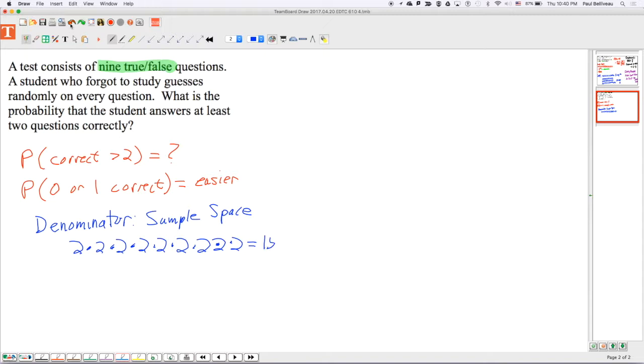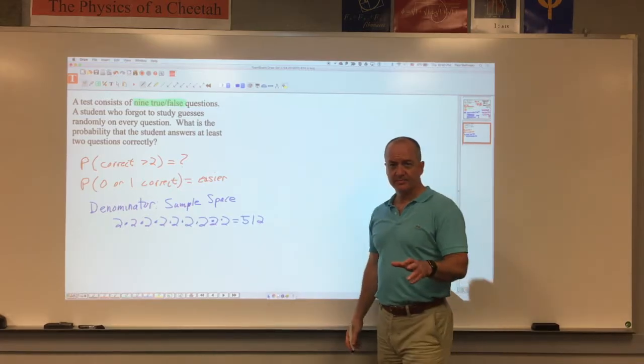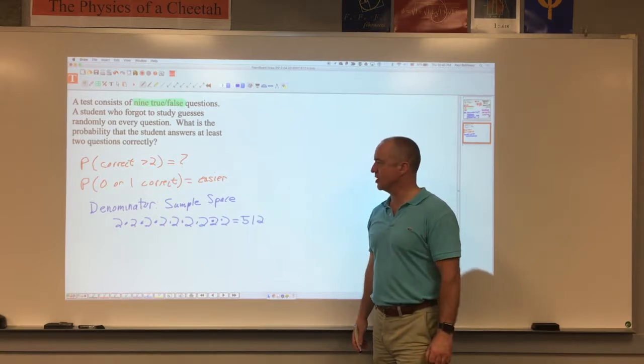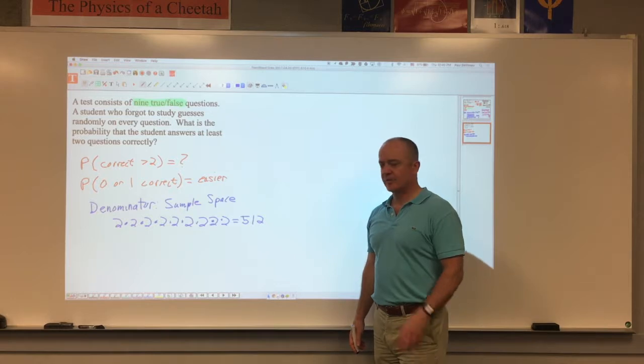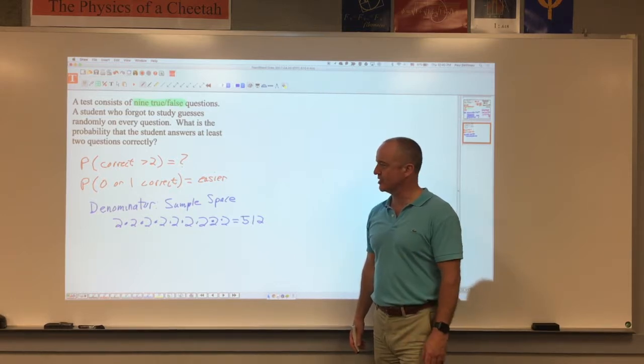Which I suddenly can't seem to write in order. Let's try that again. There are 512 total ways you can hand in this test. Seems like a lot. These numbers always seem large. If the number seems large, it doesn't automatically mean you're on the wrong track. Counting things, the numbers get bigger faster than you think.